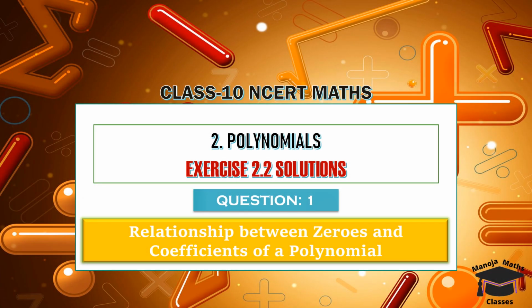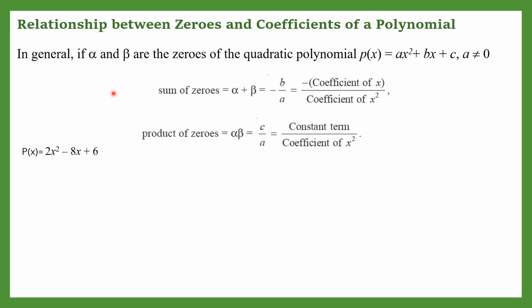Let's solve question number 1 in exercise 2.2, chapter Polynomials of class 10 NCERT Maths. The topic is the relationship between zeros and coefficients of the polynomial. Let's understand the concept first before solving the problem.